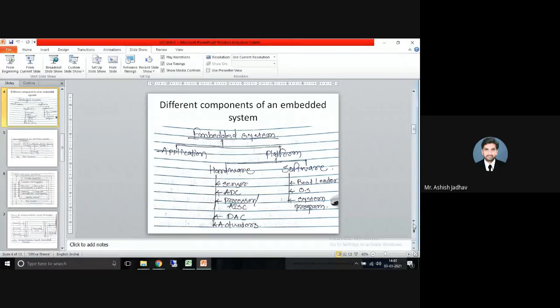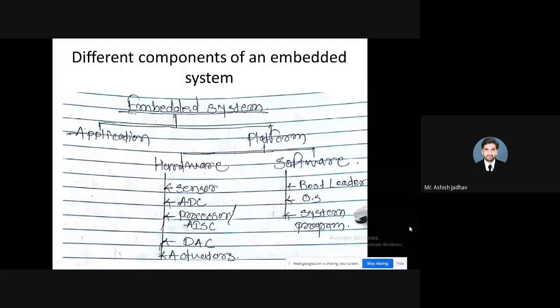And what does this system program do here? System program provides all the required resources to the application. Now tell me, where is the application in this diagram? It's just below that embedded system word, right? Because it is the main part of embedded system. Application means what? It's a utility program that provides different services to the user. Right? I hope you understood the difference between all those four.